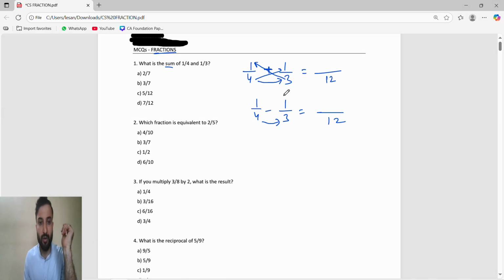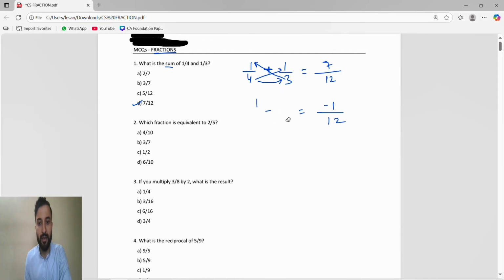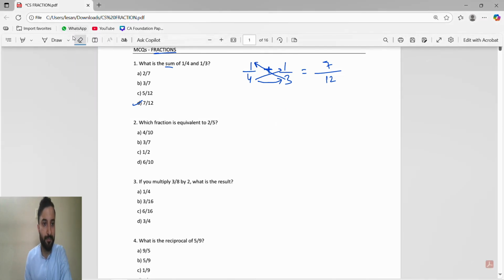So it is 1 by 4 and 1 by 3. So 3 ones are 3, 4 ones are 4, 3 plus 4 is 7, so 7 by 12. The answer is 7 by 12. That's it. Or if you do subtraction here, it will be 3 ones are 3 minus 4 ones are 4, 3 minus 4 is minus 1 by 12. Like this, whenever you have to add or subtract, do the LCM method and you will get the answer. The answer is 7 by 12.